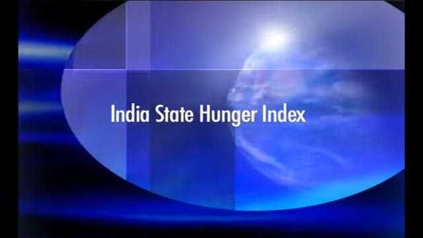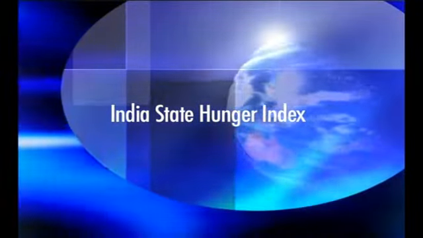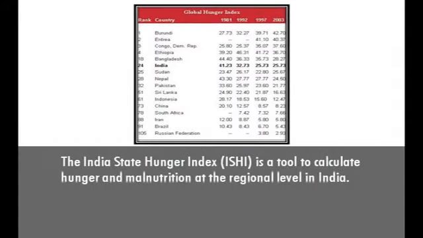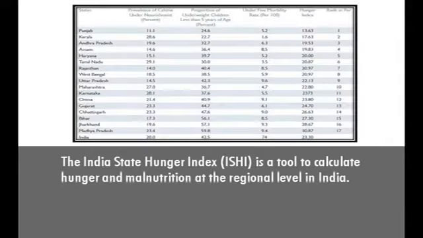India State Hunger Index. The India State Hunger Index, ISHI, is a tool to calculate hunger and malnutrition at the regional level in India.